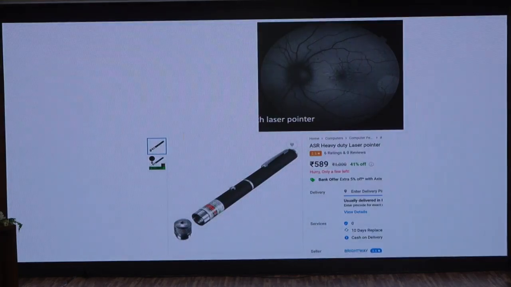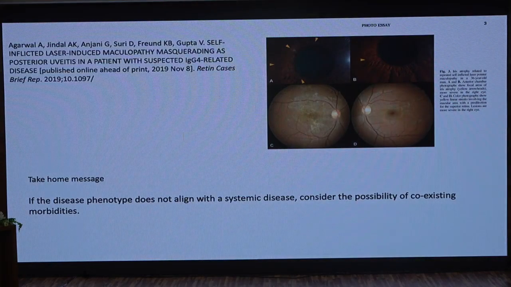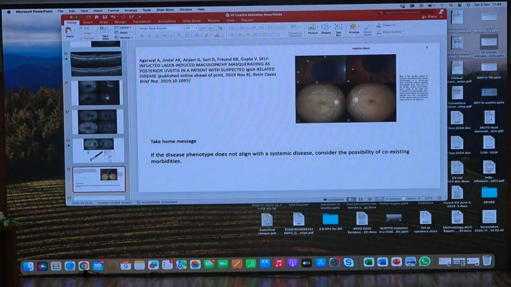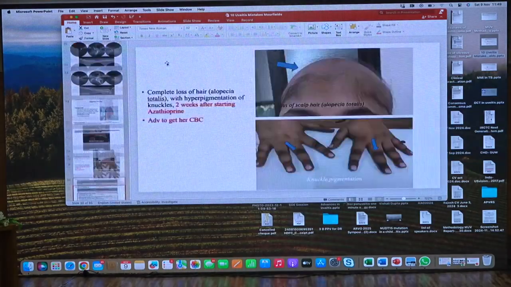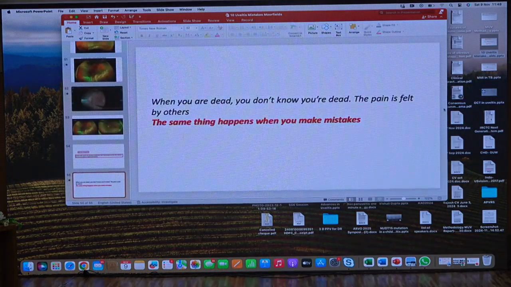It was not uveitis, it did not require treatment, and the clue came from multimodal imaging. So it's very important. We've published this, but that's besides the point. But the take-home message is, if the disease phenotype does not align with the systemic disease, consider the probability of coexisting conditions. So I actually have 10 mistakes, of which I have shown you the first 5, and the other 5 some other time. But this is my last slide, which is my favorite slide.